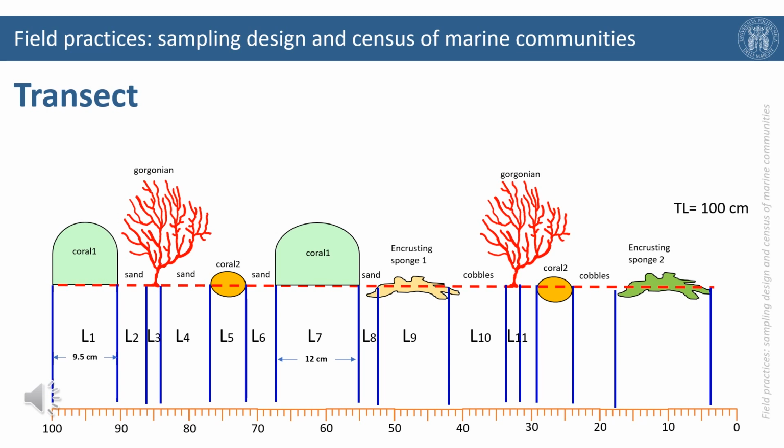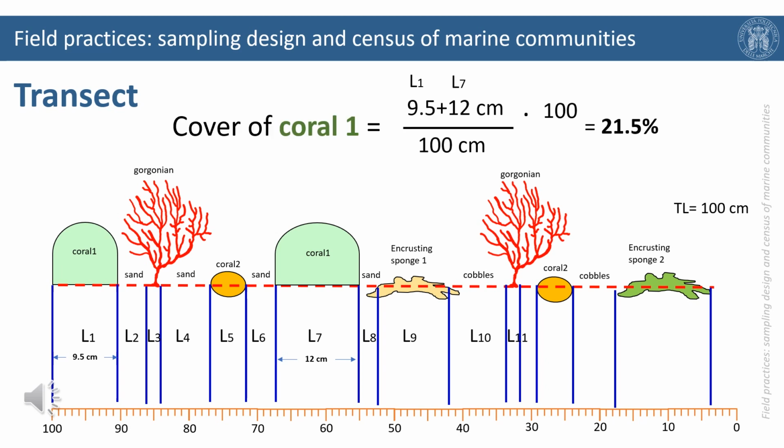How to proceed: using a measuring tape, start measuring the space occupied by each species, and each kind of substrate, along the entire line. Now, you can calculate the abundance of each item. For example, in order to determine the abundance of coral 1, sum all the lengths occupied by this species and divide the total by the length of the transect.